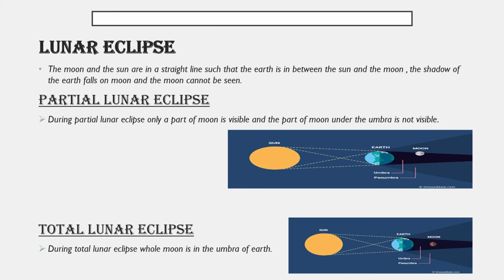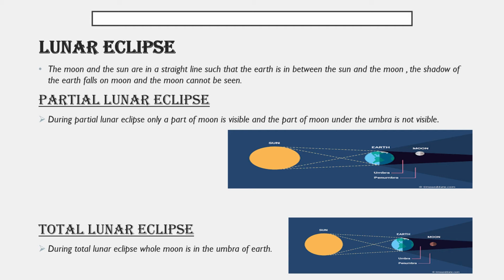On the basis of this, there are two types of lunar eclipse which occur. First one is partial lunar eclipse and the second one is total lunar eclipse. First of all, we will see partial lunar eclipse. During a partial lunar eclipse, only a part of the moon is visible and the part of the moon under the umbra is not visible. This is partial lunar eclipse.